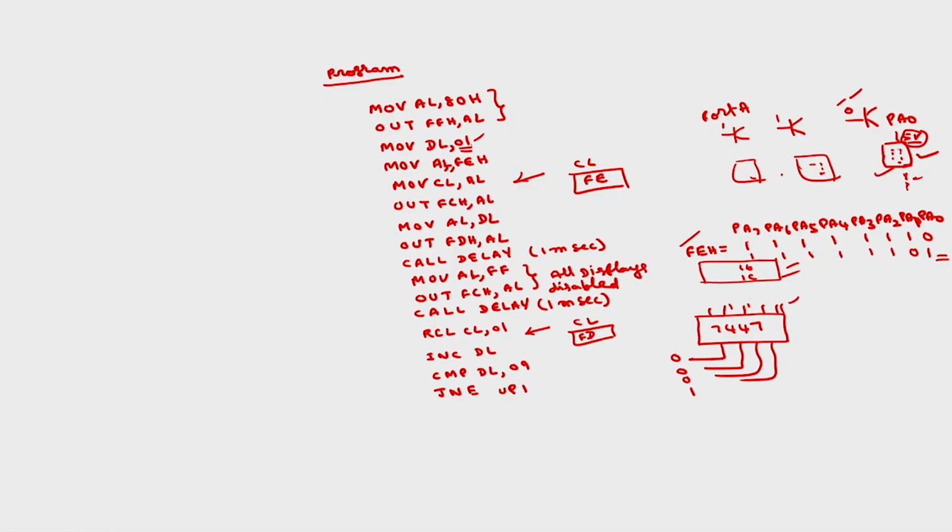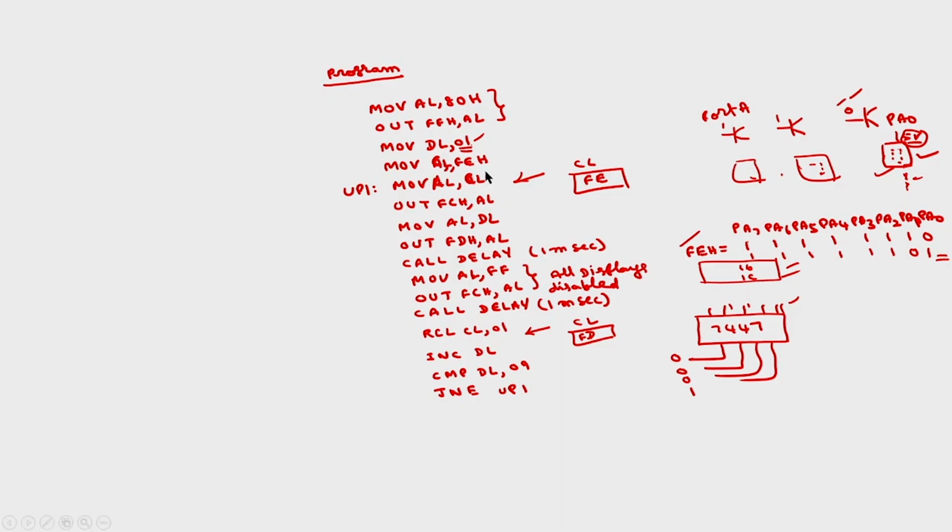Then it will display the 2 on the second display, because we have already selected the second display here. So where should this up 1 be now? Up 1 should be here: move the contents of AL to CL, then output the contents of AL. So in AL we have FF here, you take this as CL and you make this CL to AL.